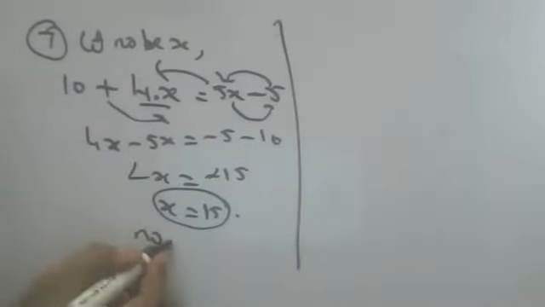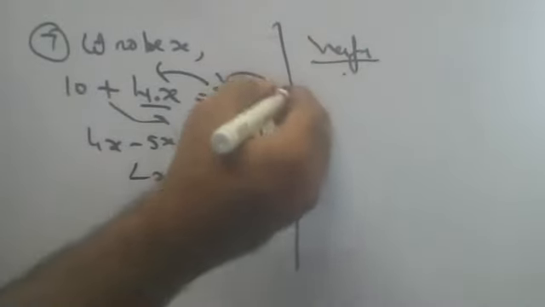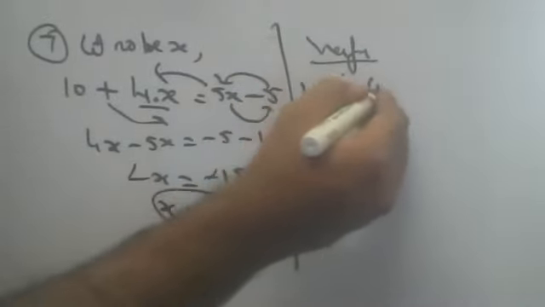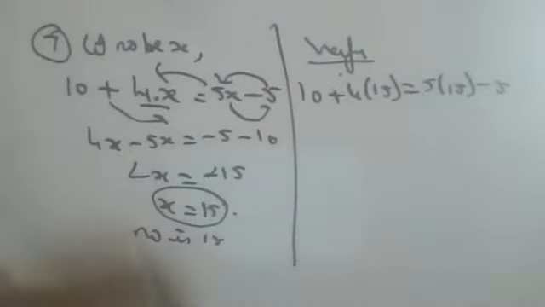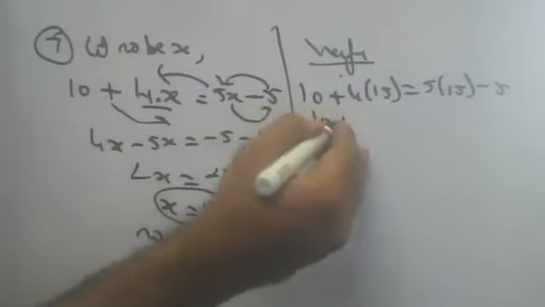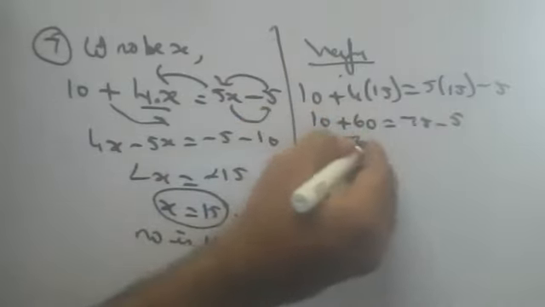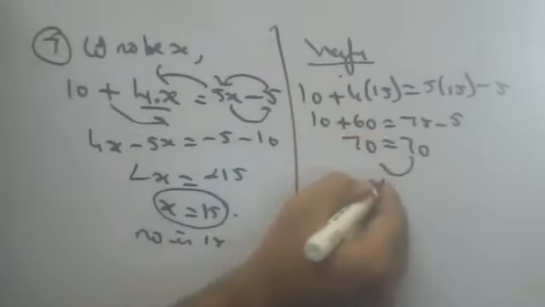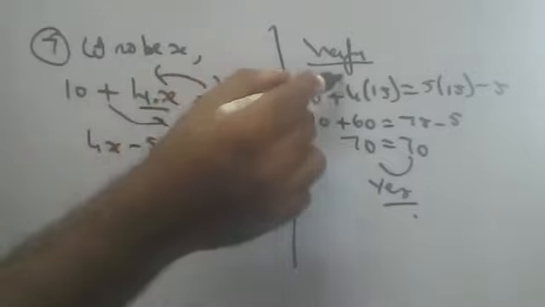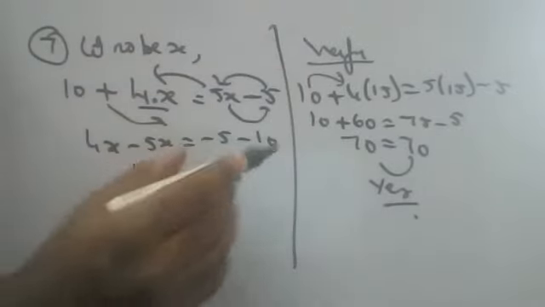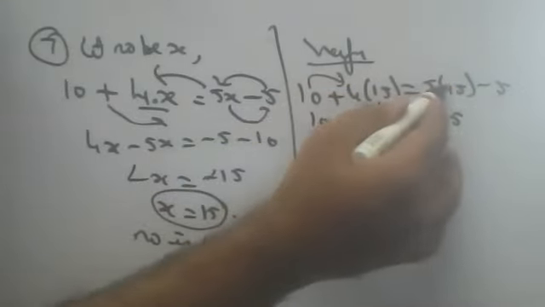So the number is 15. Let's verify whether the condition he gave is correct or not, children. 10 plus 4 into 15 is equal to 5 into 15 minus 5. 10 plus 60 is equal to 75 minus 5. 70 is equal to 70. Yes, it is correct. What was the condition he gave?